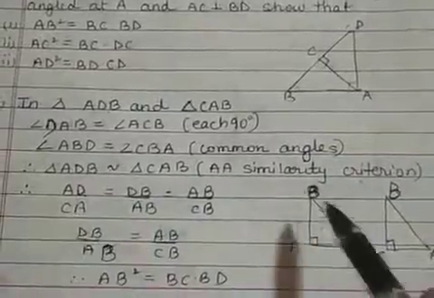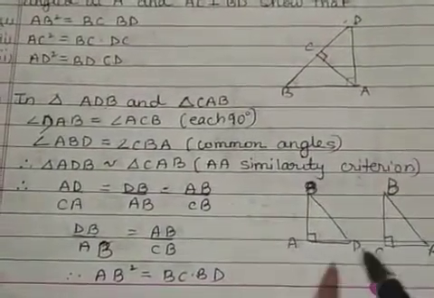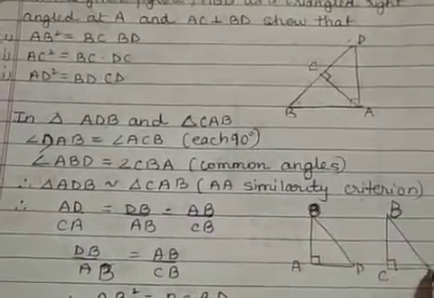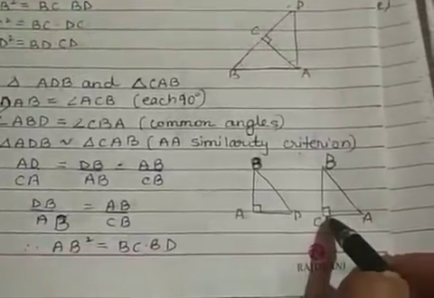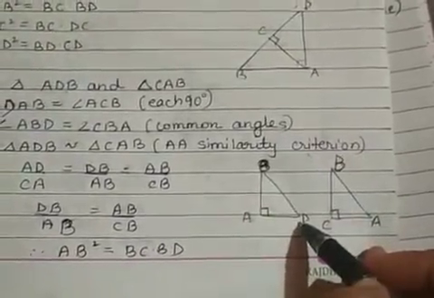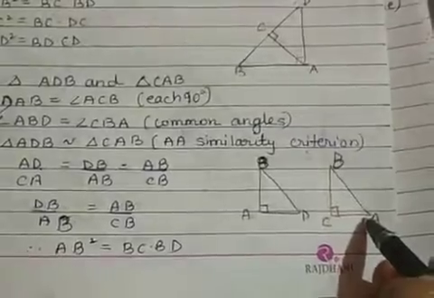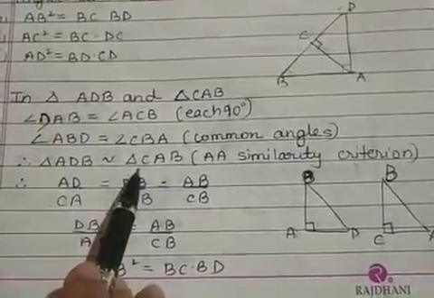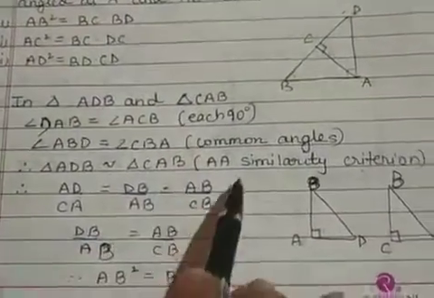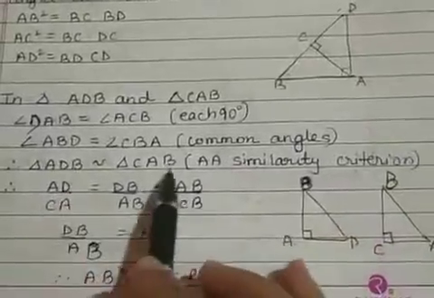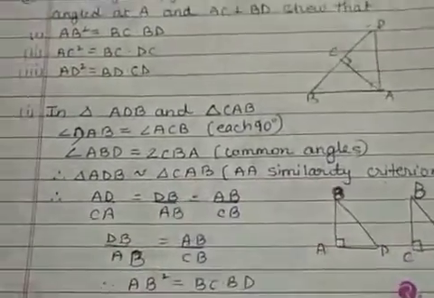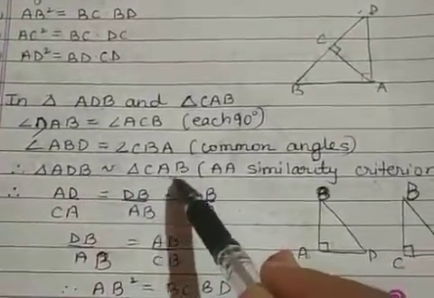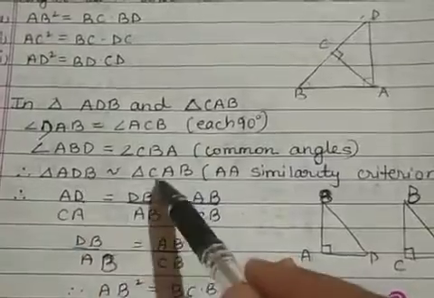Now angle DAB, so which is the angle DAB? Angle DAB is equal to angle ACB because each of them is 90 degrees. Then angle ABD is equal to angle CBA. What is the reason? Because they are common angles. So we can say the triangle ADB is similar to triangle CAB, by which test? AA similarity criterion. So if the two triangles are similar, the corresponding sides are proportional. So AD upon CA is equal to DB upon AB is equal to AB upon CB.